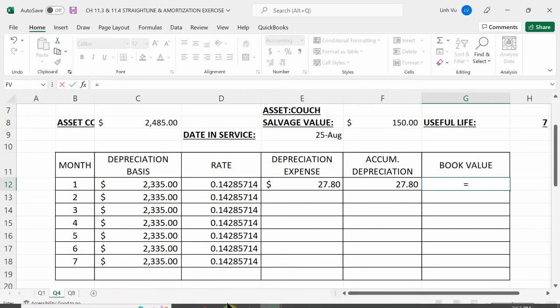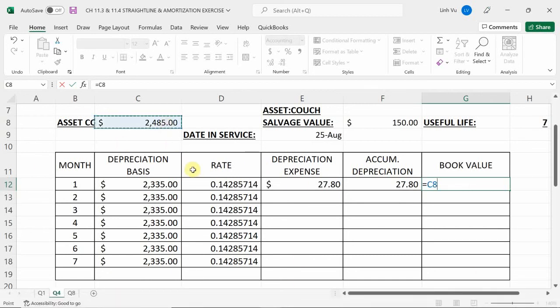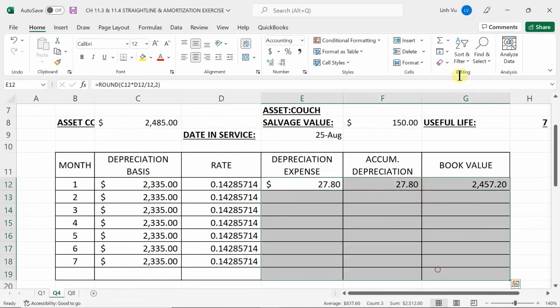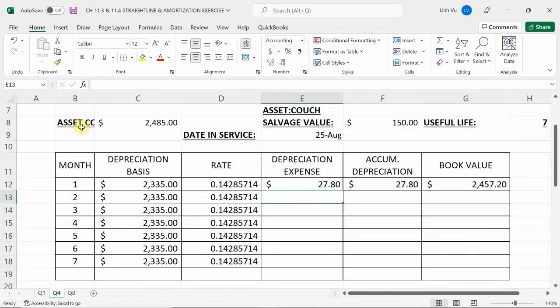So then what would my book value be? Cost of asset minus accumulated depreciation, equals minus 2,457. Good. What about the next following month? It'd be the same thing, right? Why would it be the same thing? Because all the numbers are the same. We have the same accumulated depreciation, same depreciation expense.